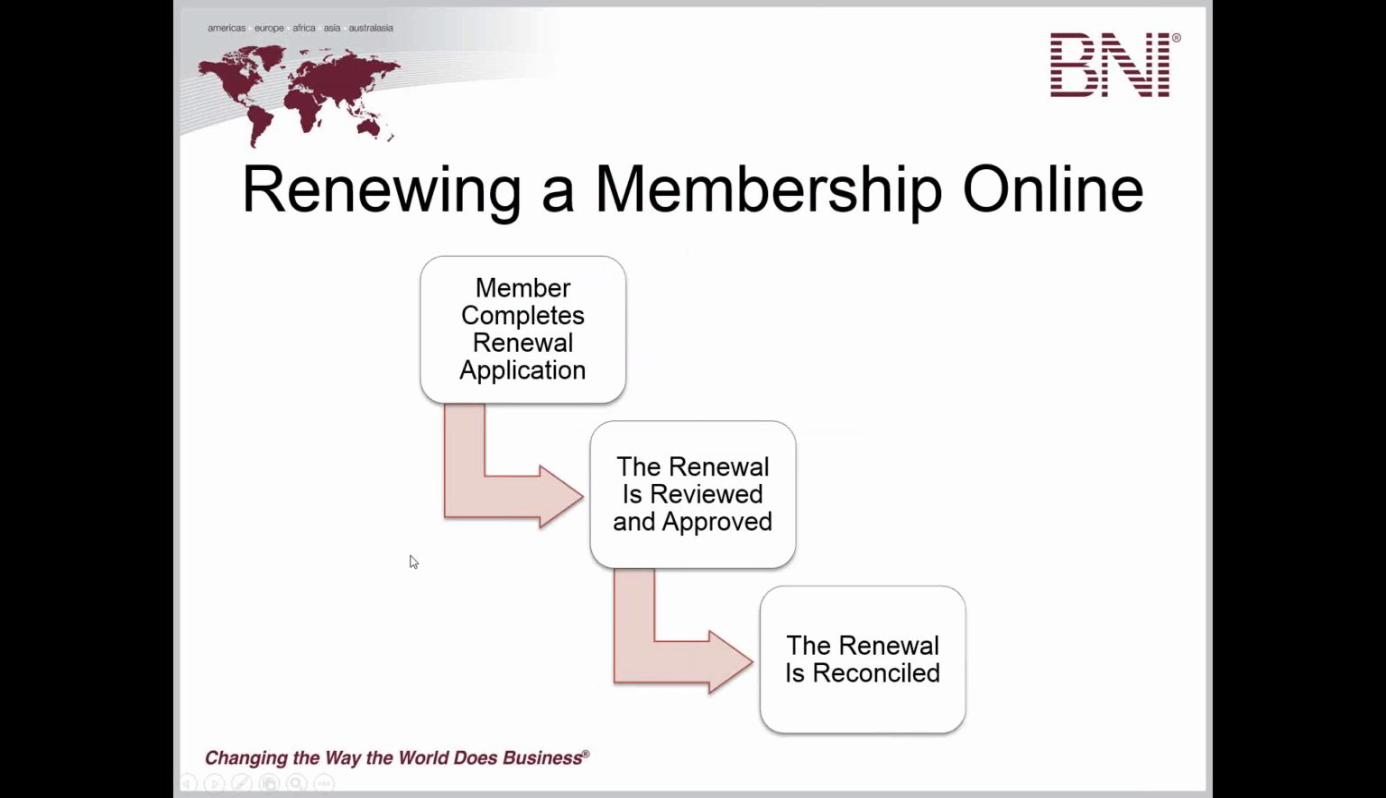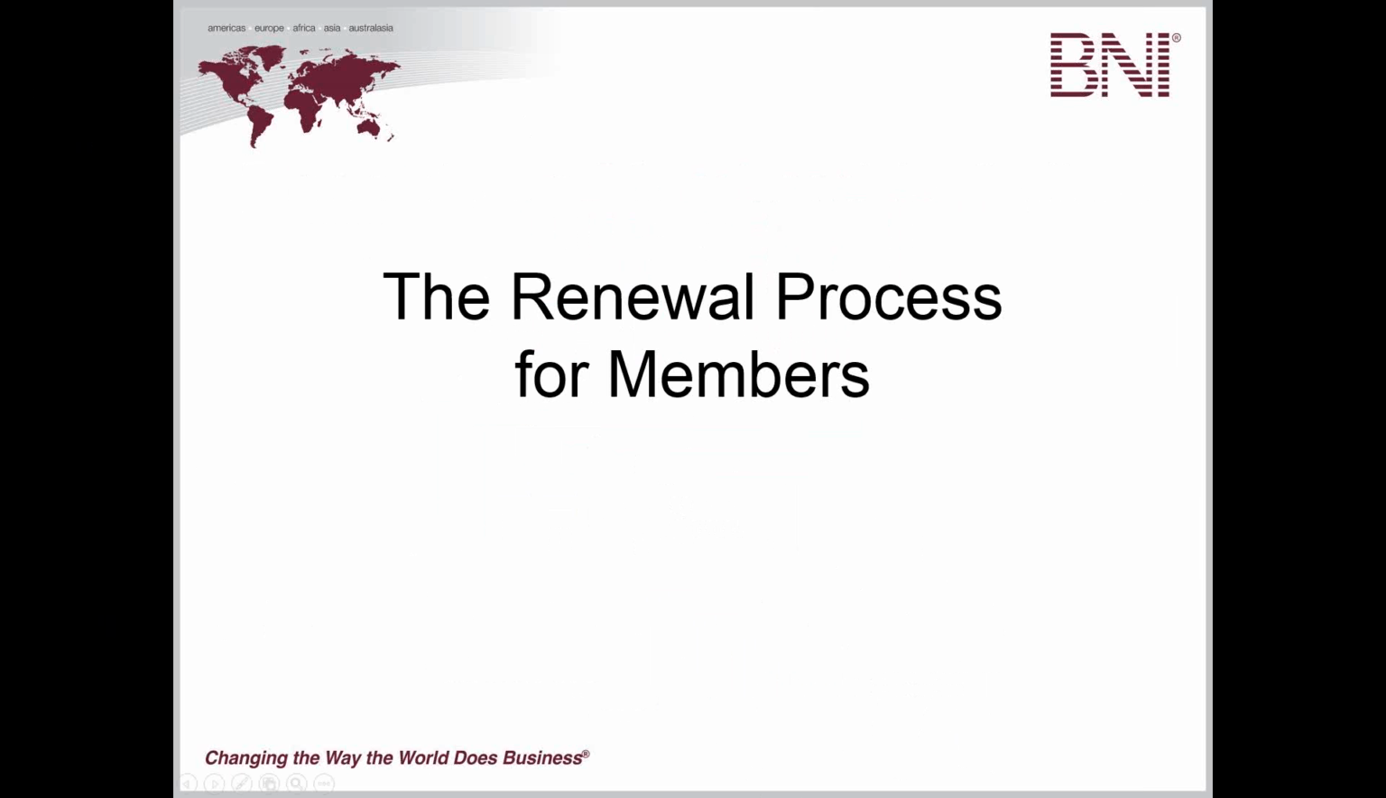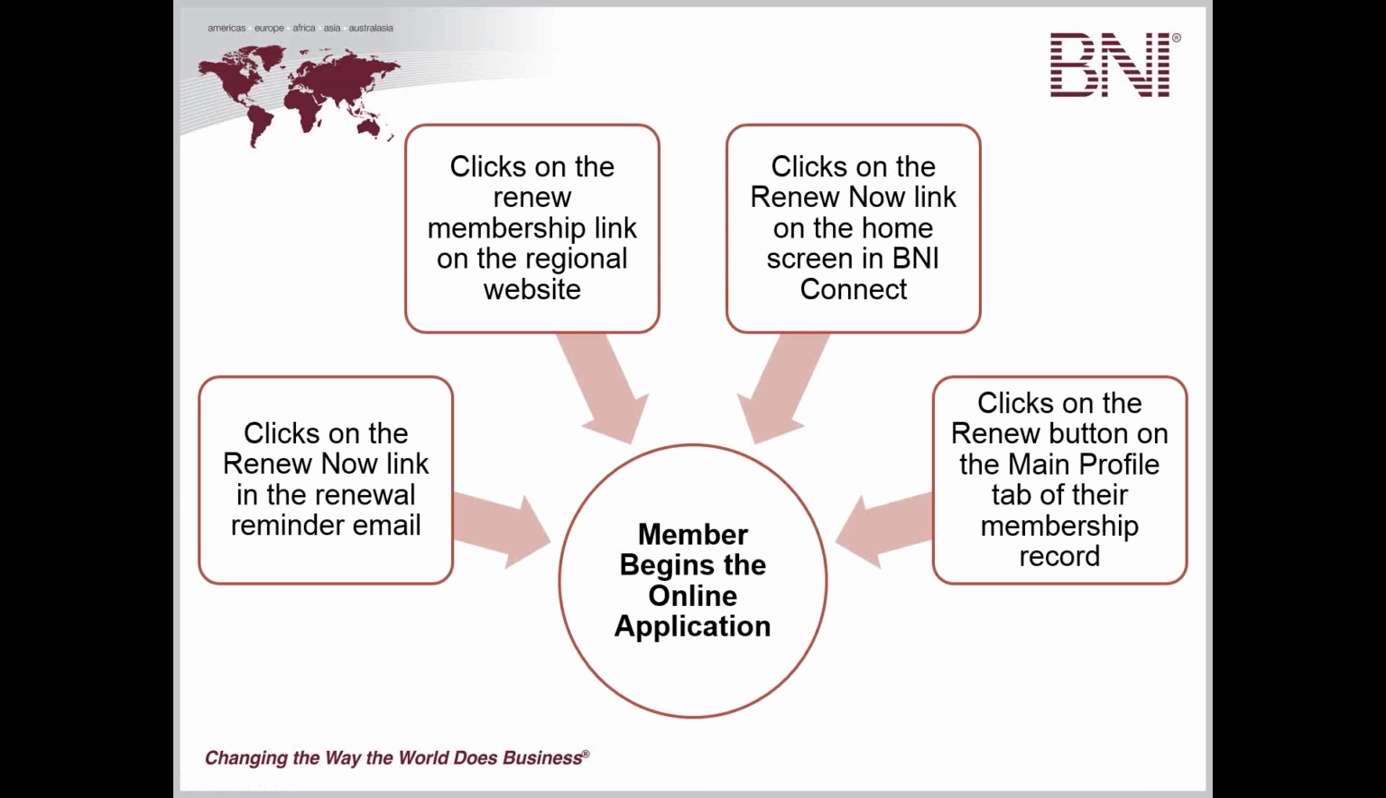So in BNI Connect, let's take a look at this process from a member standpoint. How does this look from a member? Now, there's actually 4 different ways in which a member can initiate a renewal. One way is that they can click on the Renew Now link in the renewal reminder email. So 60 days before a renewal, a member gets an email saying, hey, by the way, you're coming up for renewal in 60 days. Would you like to start that process?